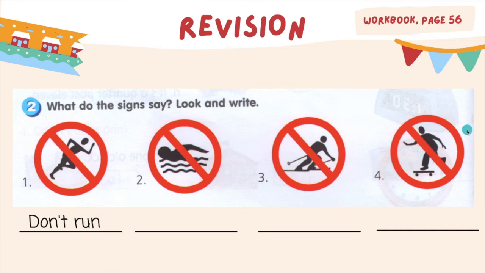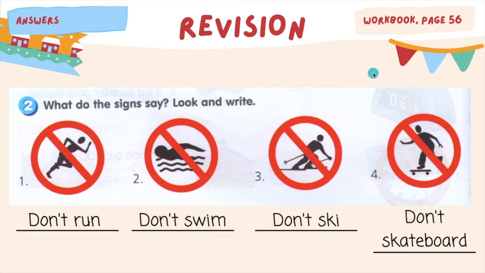Now let's look at the second activity. Workbook page 56. What do the signs say? Look and write. Try and do it now. Okay, now let's look at the answer. What do the signs say? Look and write. Number 1.